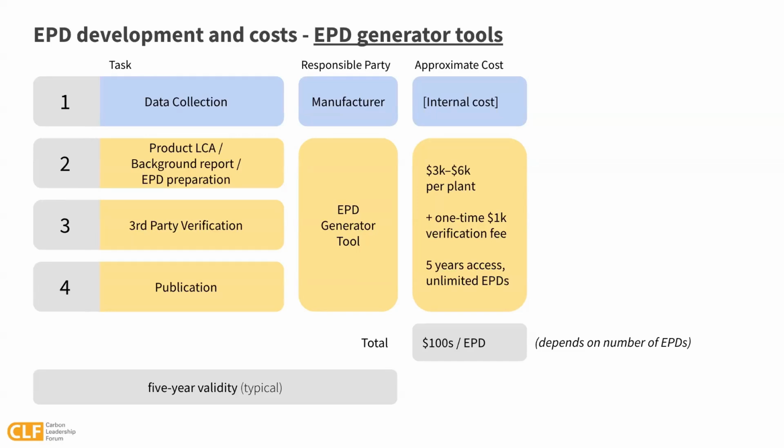EPD generator tools typically involve a single upfront cost to the manufacturer to access the software for a given plant, and then manufacturers can produce an unlimited number of EPDs. So the price per EPD might be somewhere in the hundreds of dollars range, but of course it depends on how many EPDs the company makes. Notably, the EPA recently announced $160 million worth of grants to increase the quality and quantity of EPDs on the market. So we can expect manufacturers' direct costs to decrease for many industries as these grants get distributed.